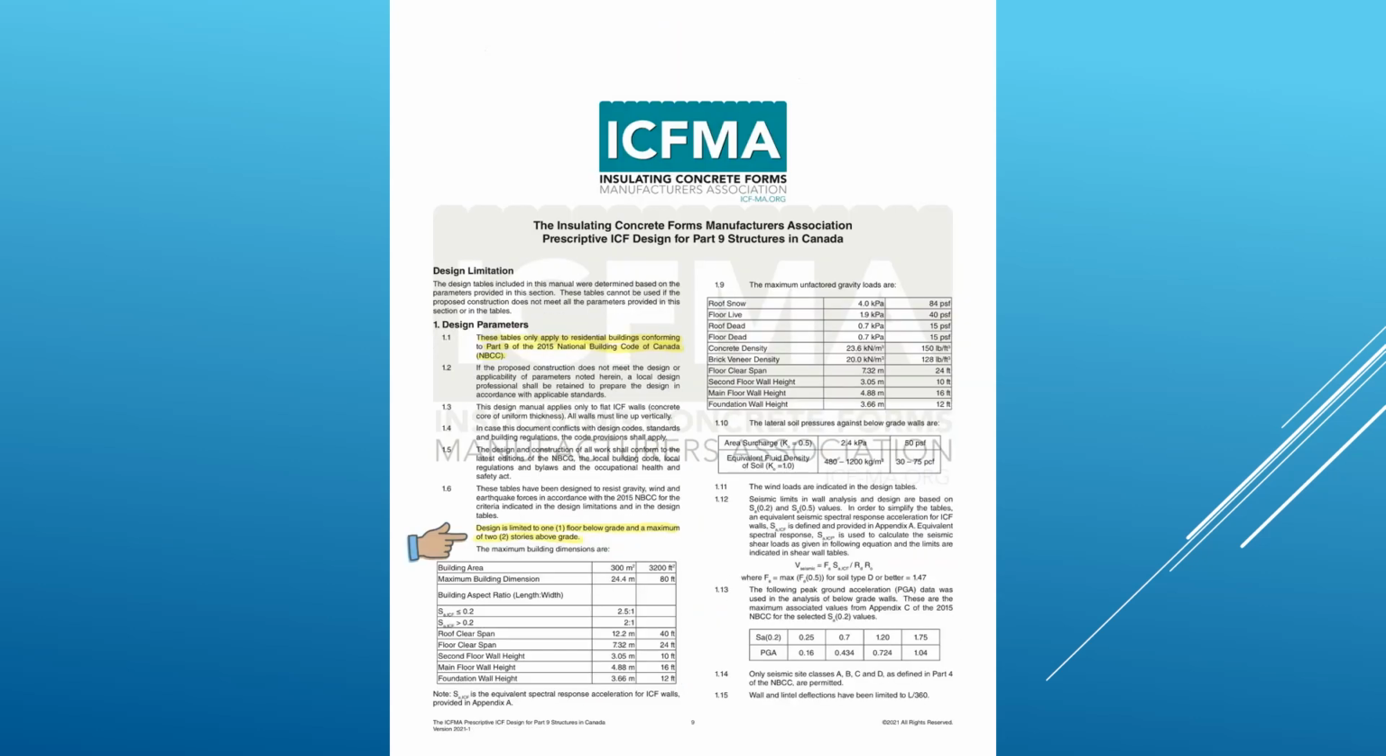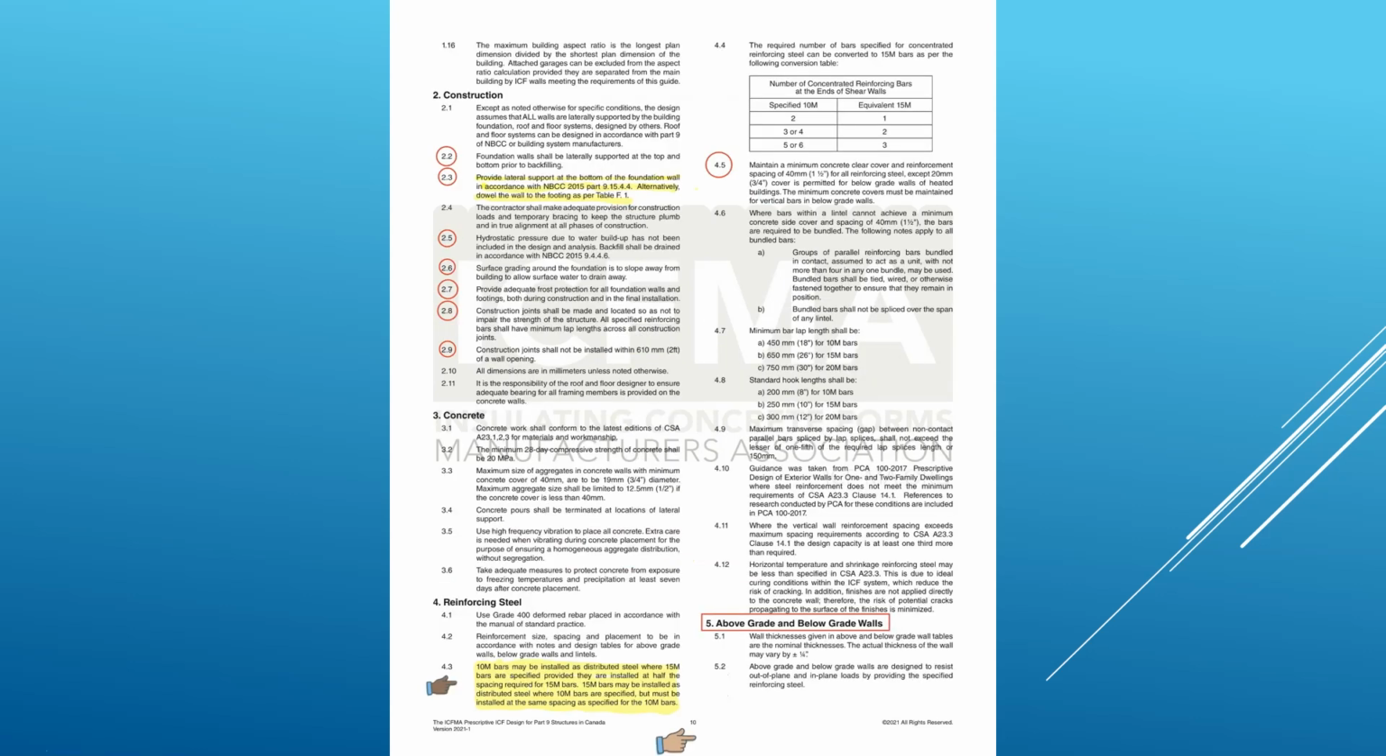Now, in the manual, they talk about a limit of one floor below grade and a maximum of two stories above, which reflects the building code. These note sections are must reading, because they sprinkle some of the design information in these notes. So you may be looking at a wall, but the note sections will tell you something else.